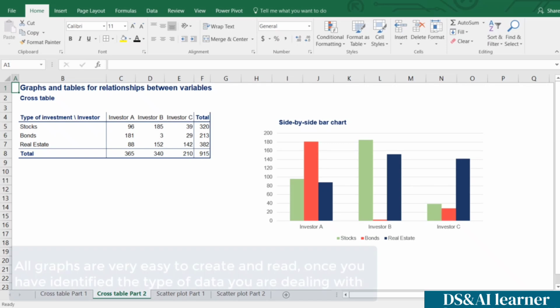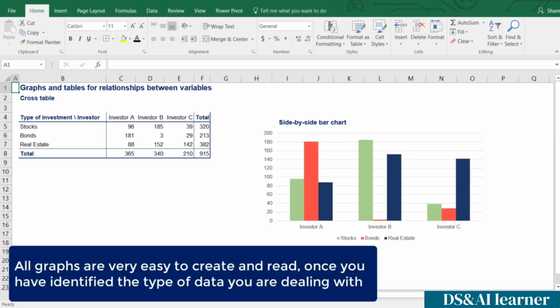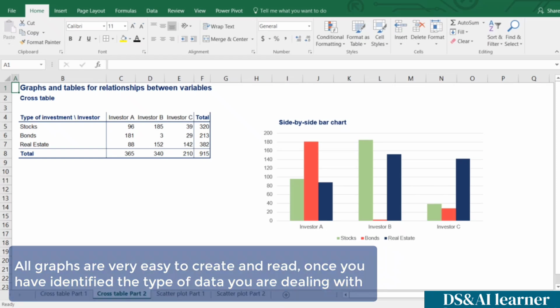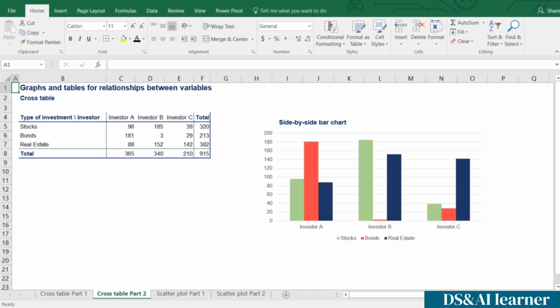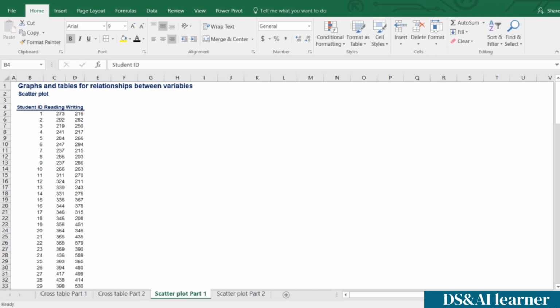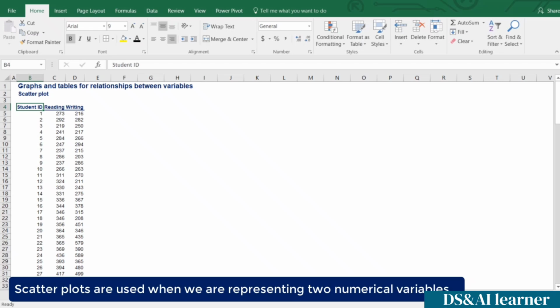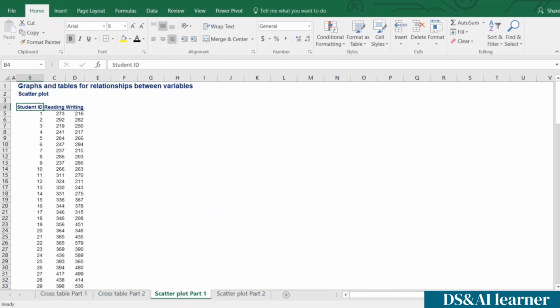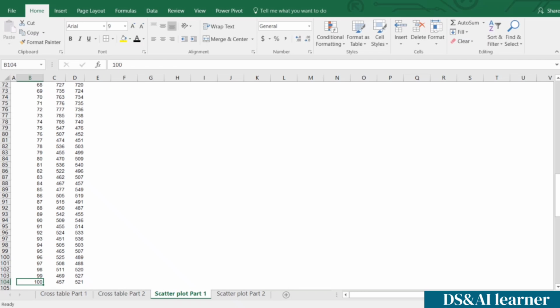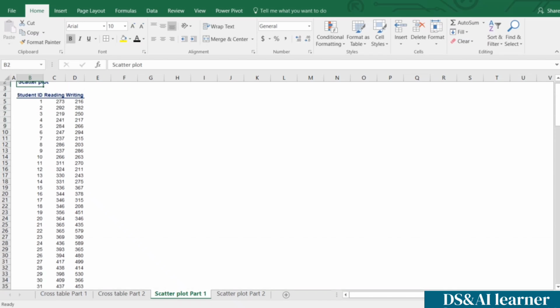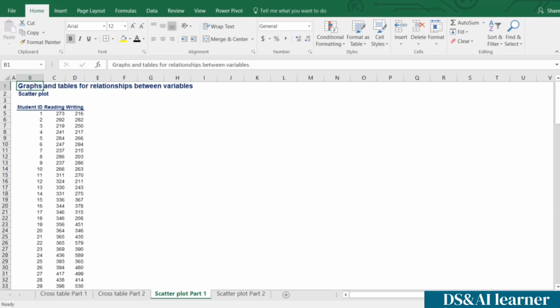Easy, right? All graphs are very easy to create and read once you have identified the type of data you are dealing with and decided on the best way to visualize it. Finally, we would like to conclude with a very important graph, the scatterplot. It is used when representing 2 numerical variables. For this example, we have gathered the reading and writing SAT scores of 100 individuals. Let me first show you the graph before analyzing it.